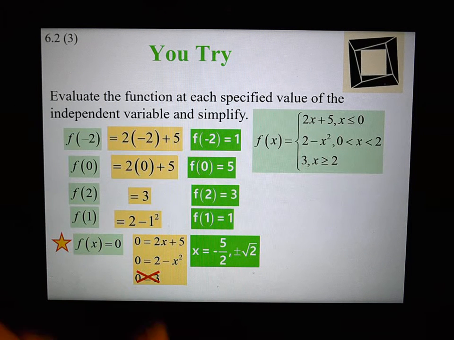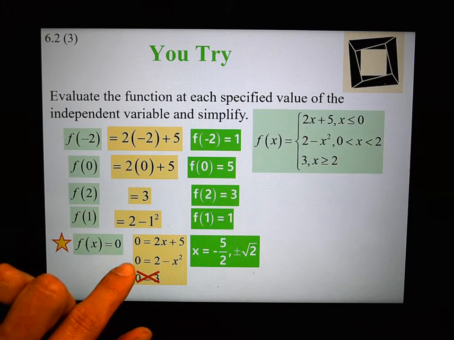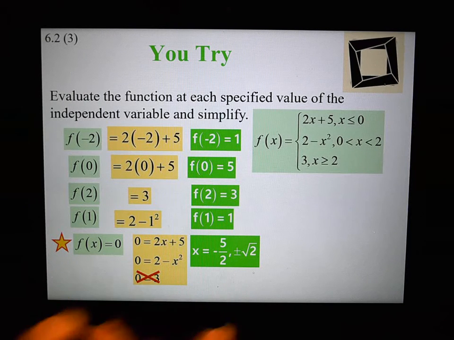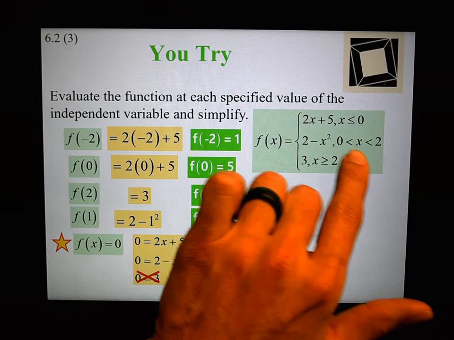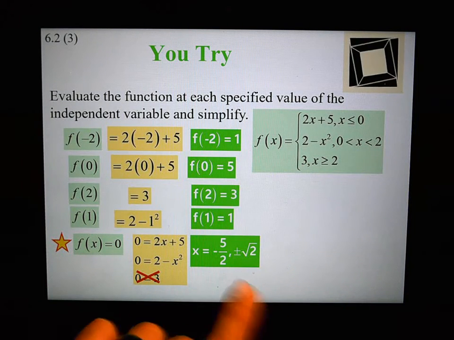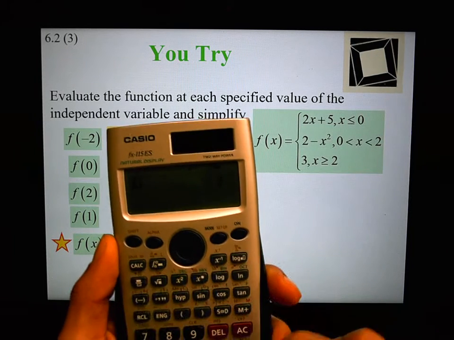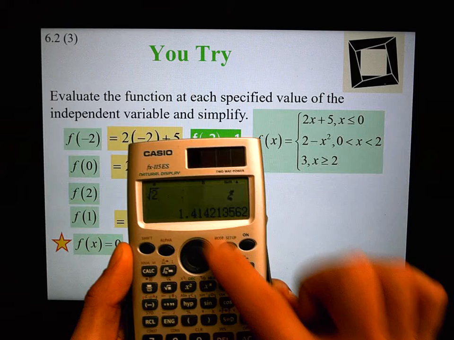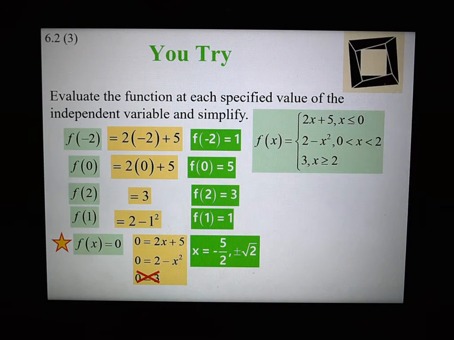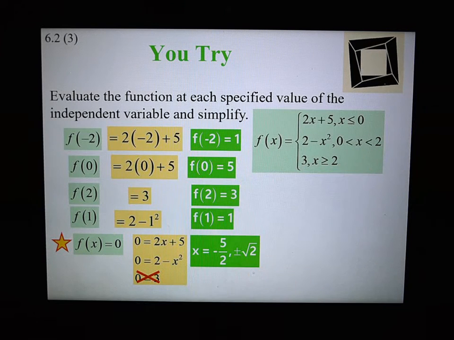What about this one? If I were to add x squared over here and then square root both sides, there'd be a positive and a negative root of 2. Is that in between 0 and 2? Is that a possibility? If you don't know what between 0 and 2 is, what is the square root of 2 as a decimal? It's about 1.4 on my calculator. Is 1.4 between 0 and 2? Positive and negative?